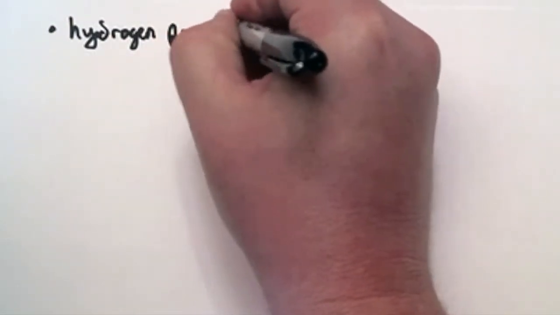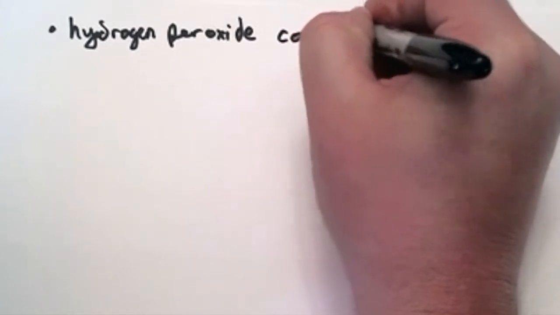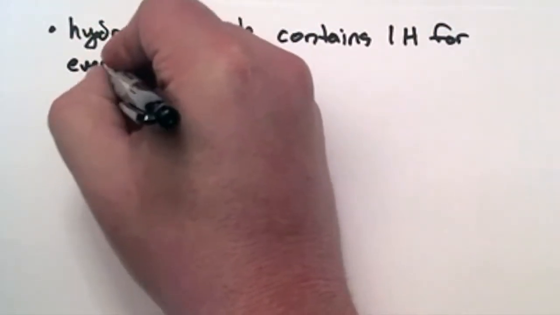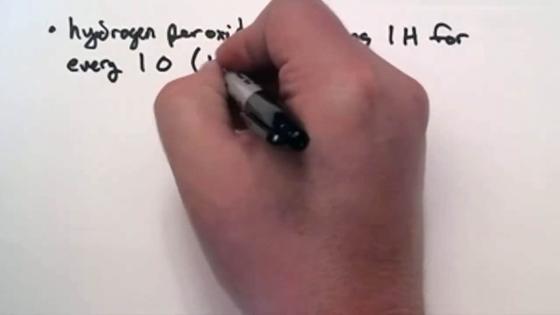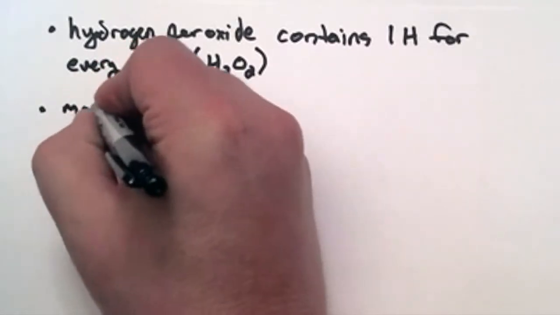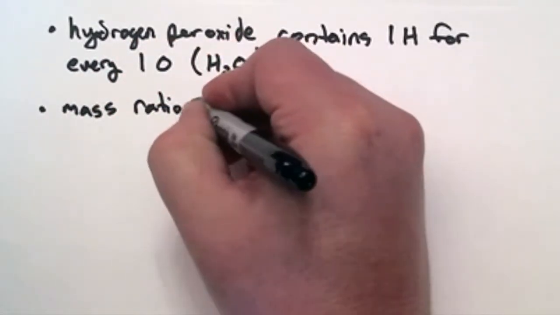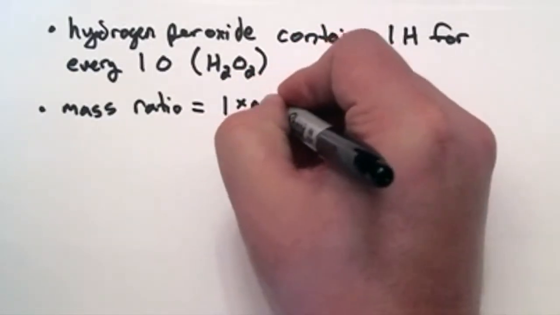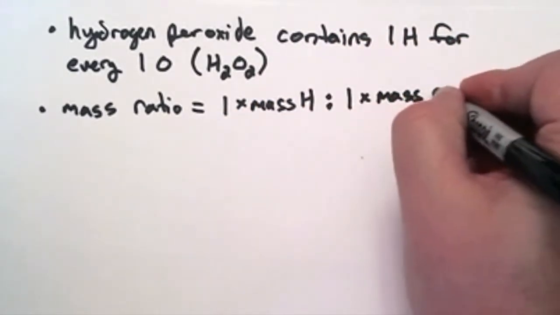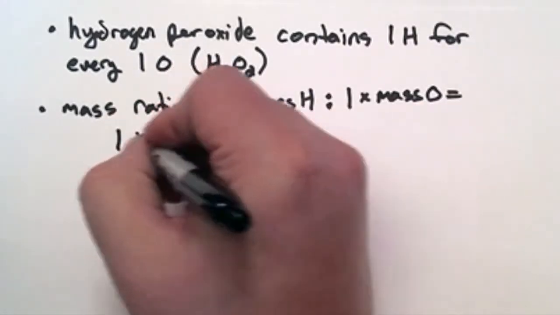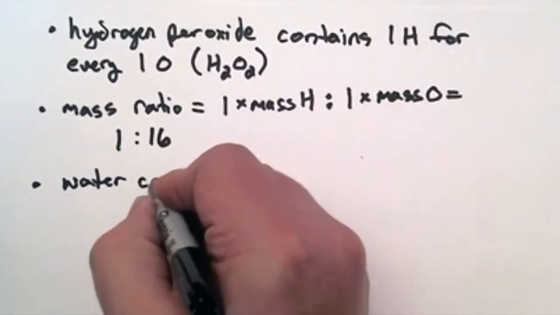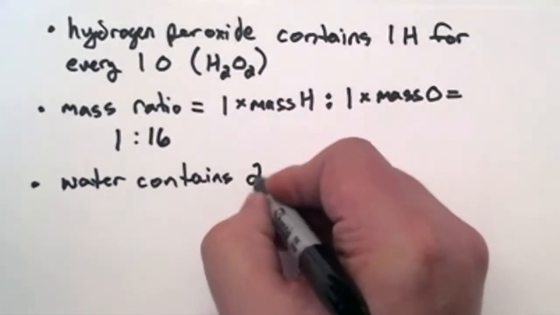Hydrogen peroxide contains one atom of hydrogen for every atom of oxygen in the molecule. This is because the molecular formula for hydrogen peroxide is H2O2. The mass ratio of hydrogen peroxide is therefore going to equal the mass of one hydrogen to the mass of one oxygen. This equals 1 to 16, or 1 gram to 16 grams of hydrogen to oxygen.